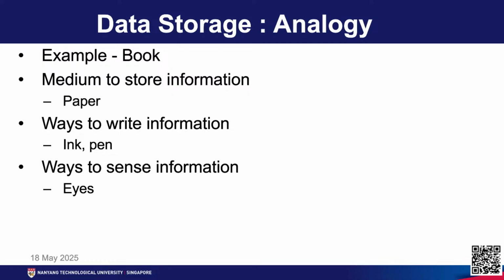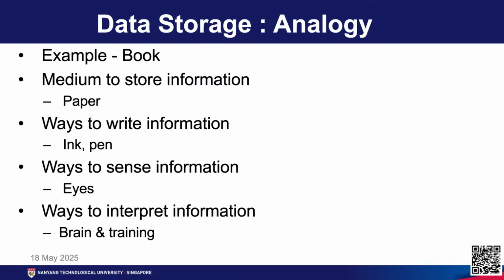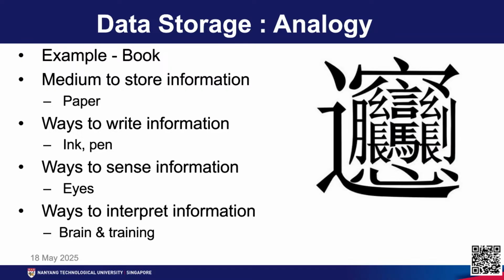Okay. It is not enough. We should also have some ways to interpret the information. You can look at all these letters, you can read the information and interpret what I have written here. You have been trained to read English, and your brain has been trained to read English. But if I show you something in Chinese, then you do not know, even I do not know what it means, because we have not been trained in Chinese. So, all these are important.